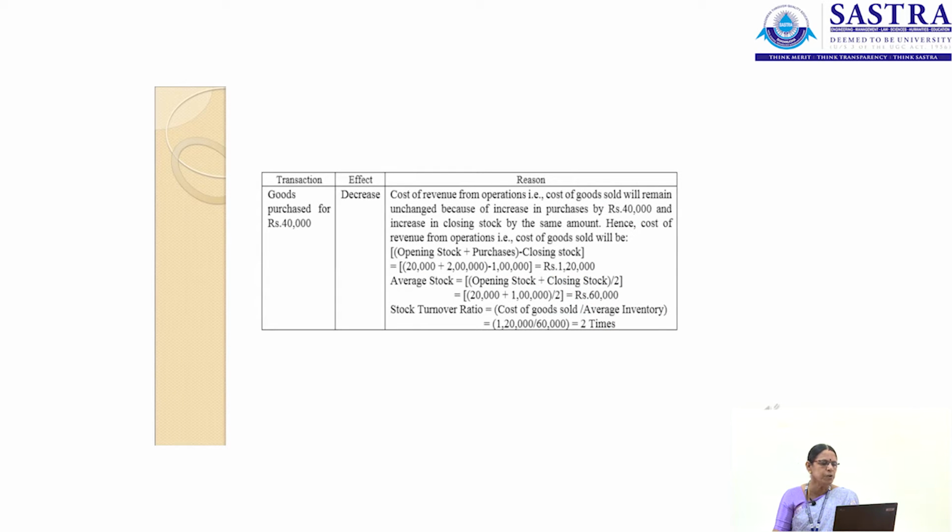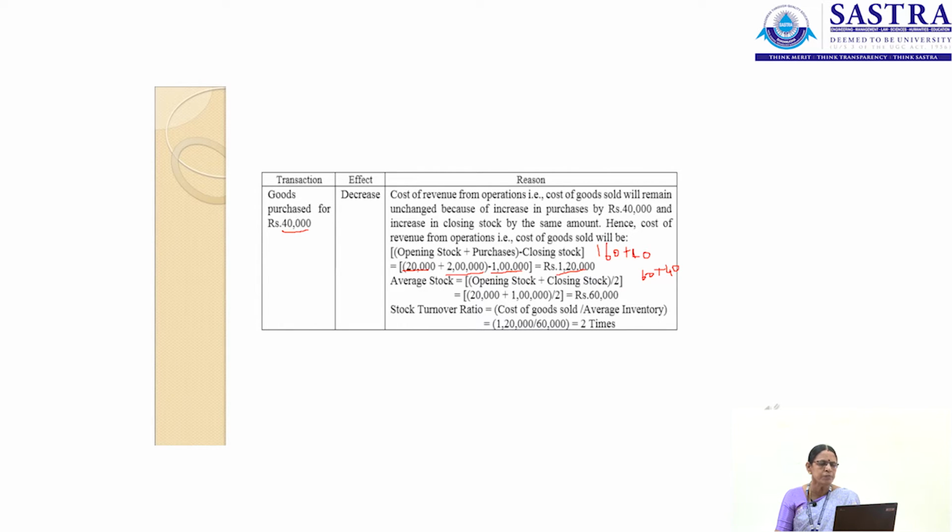Next is goods purchased for 40,000 rupees. Already we have 1,60,000 as goods purchased. Now it is 2 lakh rupees. So 1,60,000 plus your 40,000. So we have 2 lakh rupees as your purchases. Now opening stock remains constant and your closing stock also increases by 40,000 rupees, because already we had 60,000 and we have 40,000 as your additional purchases. So your closing stock will increase to 1 lakh rupees. So your cost of goods sold is 1,20,000 rupees.